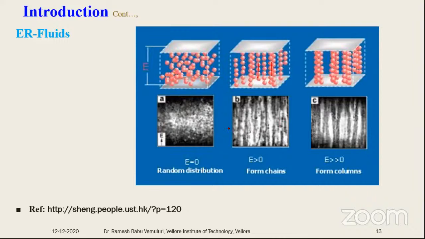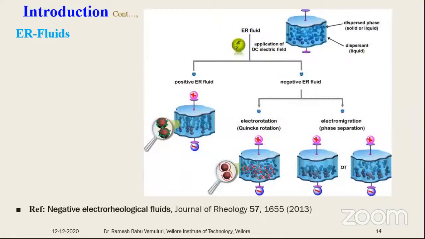So these are the same images where we can see this. Here it is dispersed, and here these are aligned in a proper manner. So here we can completely see a solid. That's how these are changing their phase, from liquid state to solid state. Negative electric fields are also possible here, so that we can make electrorotations, and electromigrations are also possible. So this is one application where we can use these electrorheological fluids in an opposite manner also.